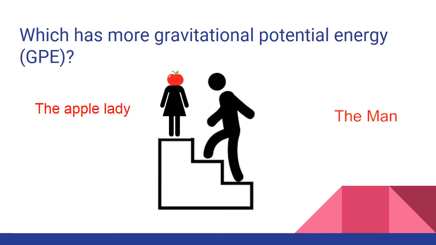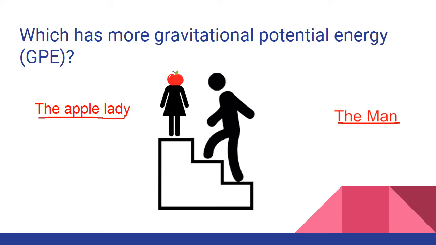Here's another situation. We have two people on a set of stairs. We have a man over here on the right side, and over here up at the top step we have a nice lovely apple lady. If you're confused as to why a lady has an apple for a head, ask Dr. Hansen.